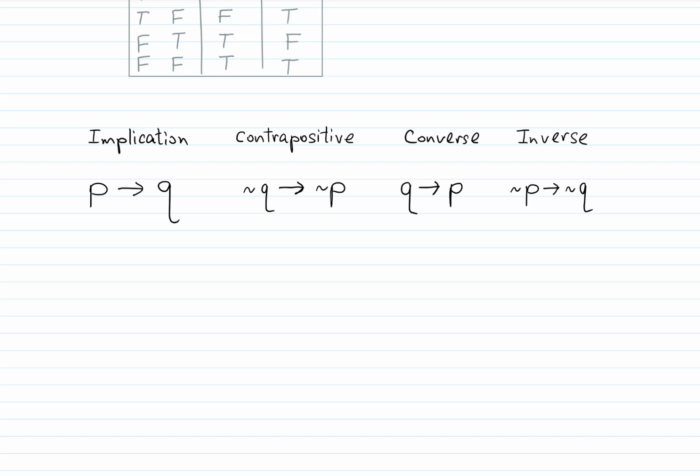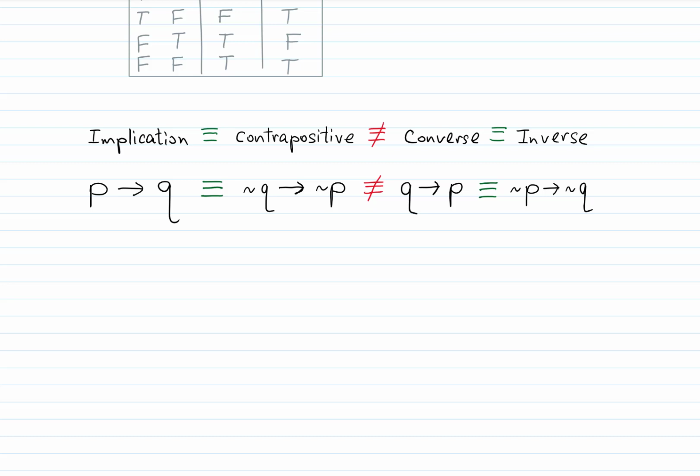And what you should know is that these two are equivalent. An implication and its contrapositive are equivalent. You should know that the converse and inverse are equivalent to each other. But the converse and inverse are not equivalent to the original statement and its implication. Okay, that's what you should know about that. You're going to need to know all four of those and which ones are equivalent to each other and which ones aren't.